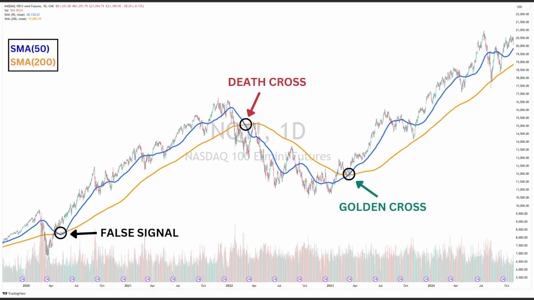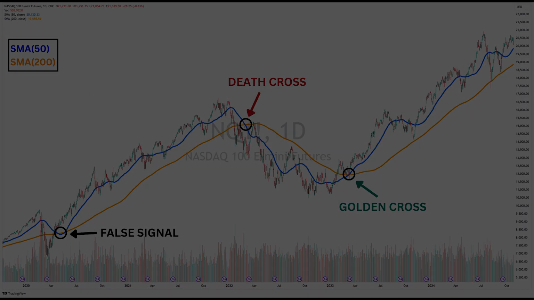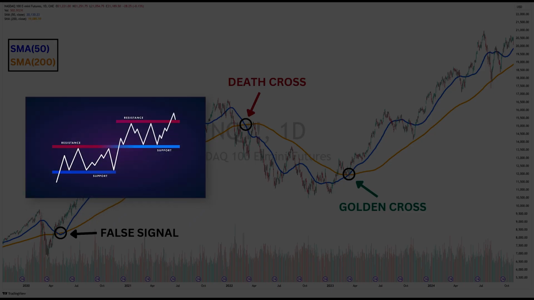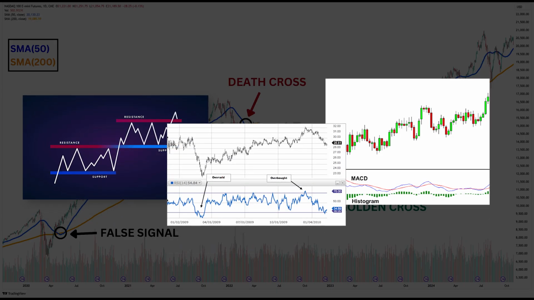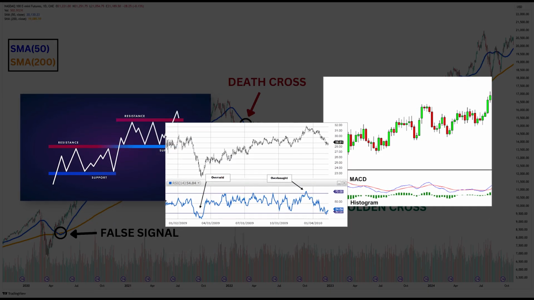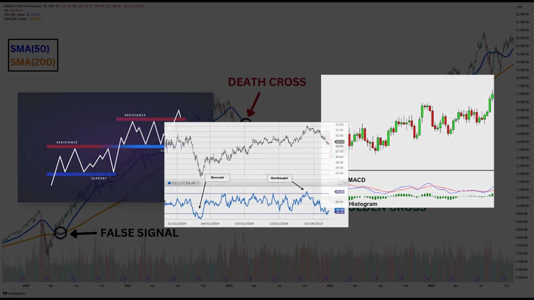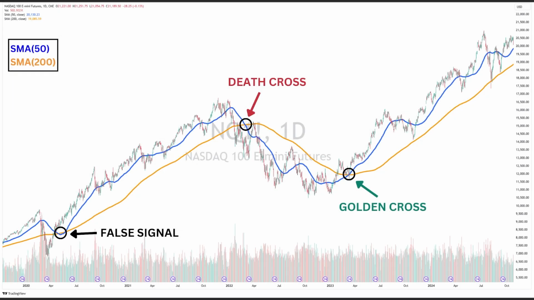That's why it's important not to rely on moving averages alone. Instead, use them as a potential signal for a trade and confirm it with other indicators like support and resistance levels, RSI, or MACD. This extra layer of confirmation can help you filter out false signals and make better trading decisions. That's exactly how I use these indicators too.